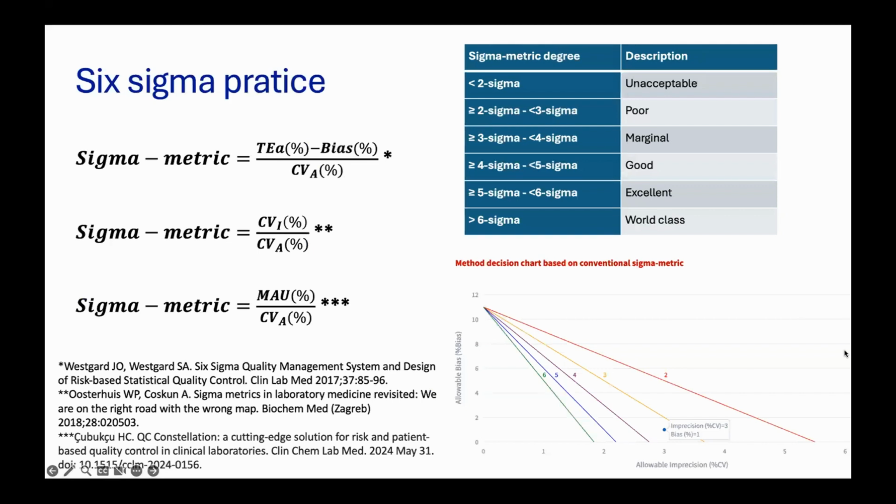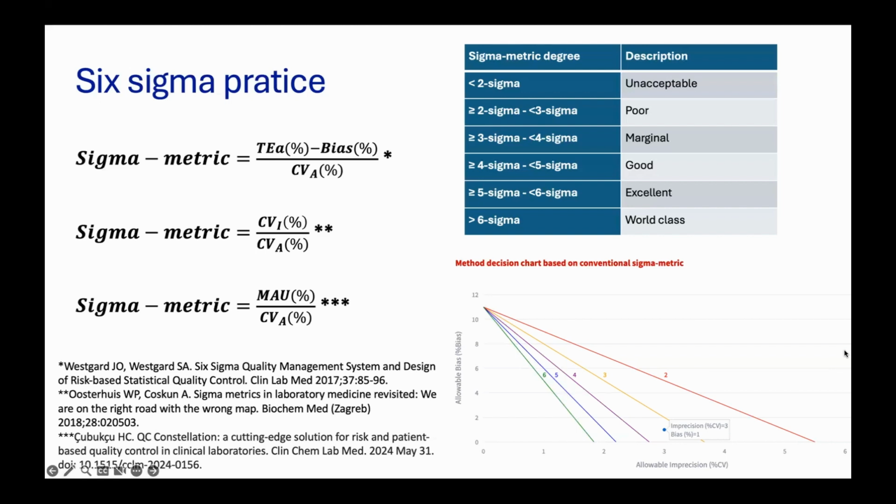The sigma metric has been widely used in industry for decades, and it represents the ratio of process tolerance to process variability. In laboratory medicine, the sigma metric is calculated using different approaches. Three commonly used formulas are provided on the left side. Generally, the bias component is excluded from the calculation. The sigma metric is interpreted according to the thresholds shown in the table on the right, and a sigma metric below 2 is unacceptable, while a value between 2 and 3 indicates poor performance.